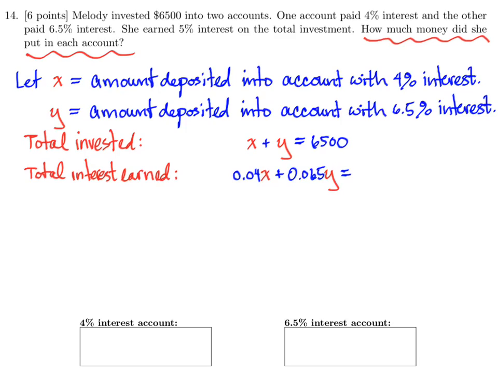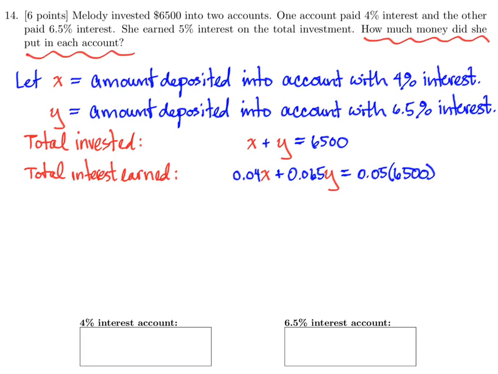And then in the end, those two things add up to be the total interest she got on the original whole $6,500, and it says that she got 5% on that $6,500. So those two individual interest earnings have to add up together to be 5% of 6,500. So we've got two equations.